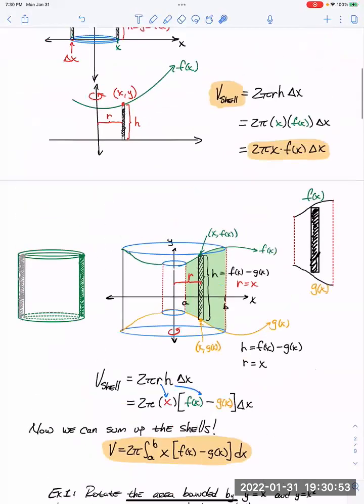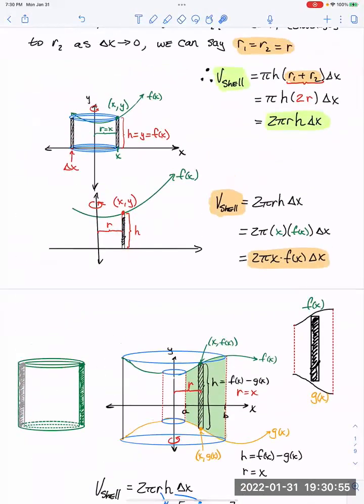If we go back to this one here, your height was bounded between f of x and the x-axis, which basically meant that your lower function is y equals 0, or in other words, g of x was equal to 0. That's why your height was only equal to f of x. So don't get confused. This height is f of x because it's just the y value. But this height is the difference between f of x and g of x, those two different y values. Okay, there you go. Any questions on that?